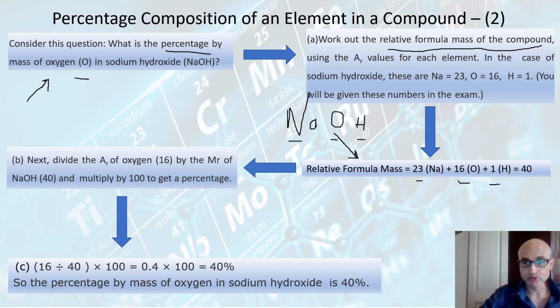Therefore, all I have to do is to add the RAM for each element to the others. So I've got 23 for sodium, 16 for oxygen, and 1 for hydrogen, giving us a total of 40.